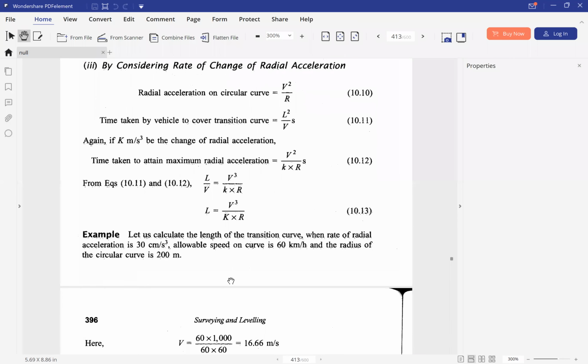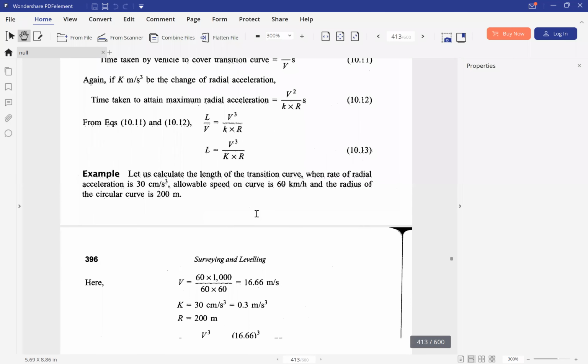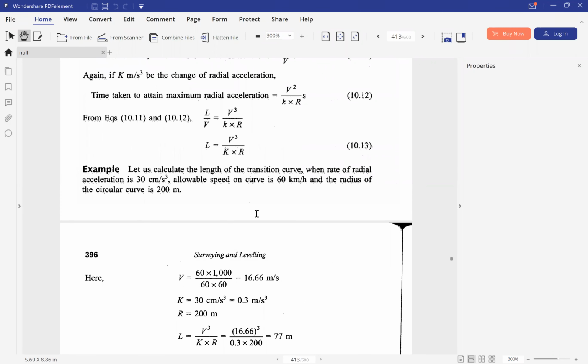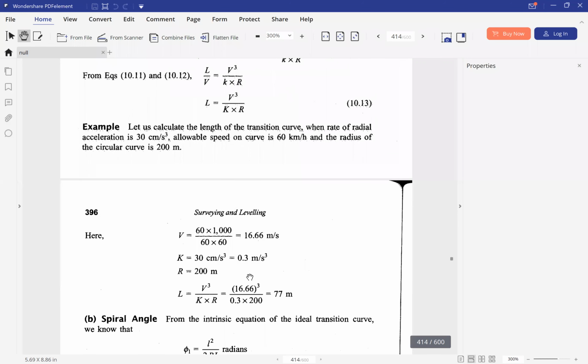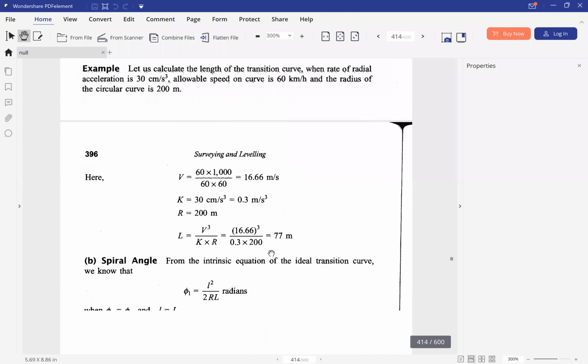Let us calculate the length of transition curve when the rate of radial acceleration is 30 centimeter per cubic second, allowable speed is 60 kilometer per hour, and the radius of the circular curve is 200 meters. So first of all, you need to convert the speed into meters per second, right? And then the K value also has to be in meter per cubic second. So just convert that and put the values over there, and you can calculate the value of L.